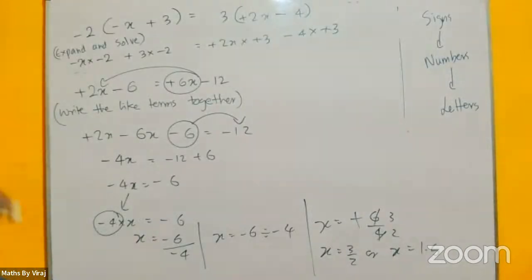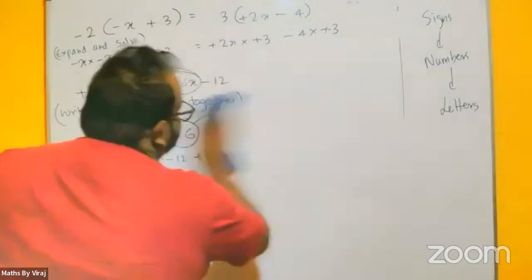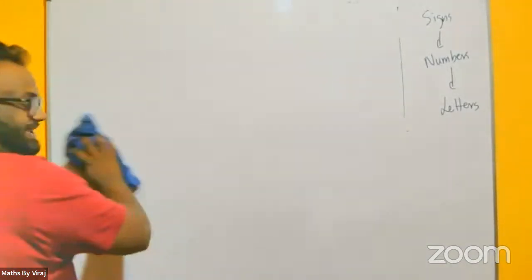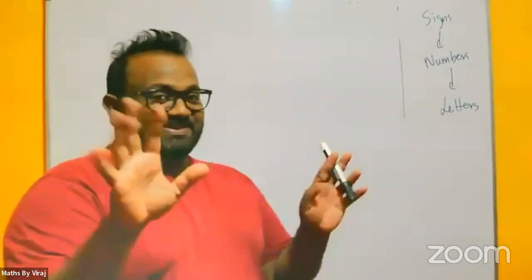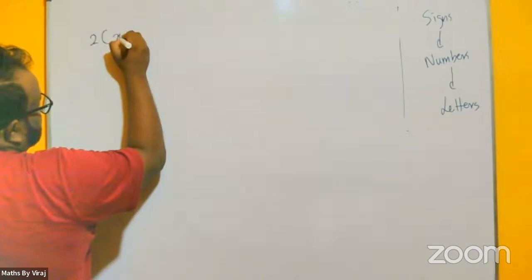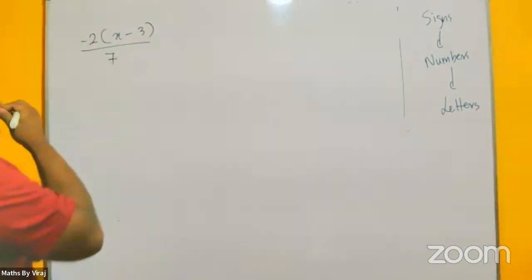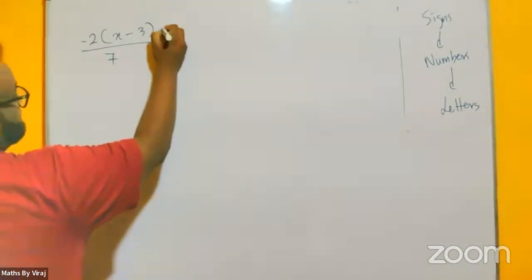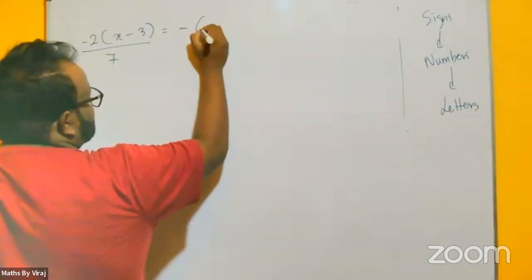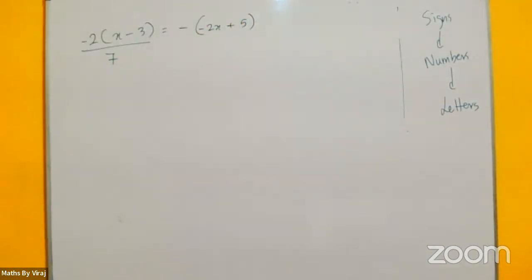Now we have this, right? Okay. Now let's move on and try to figure out something else. Not something else. Simple ones. 2 times x minus 3, minus over 7, is equal to minus 2x plus 5. Now let's look at this sum.